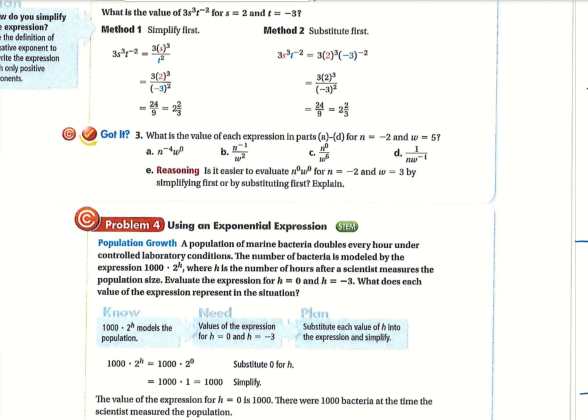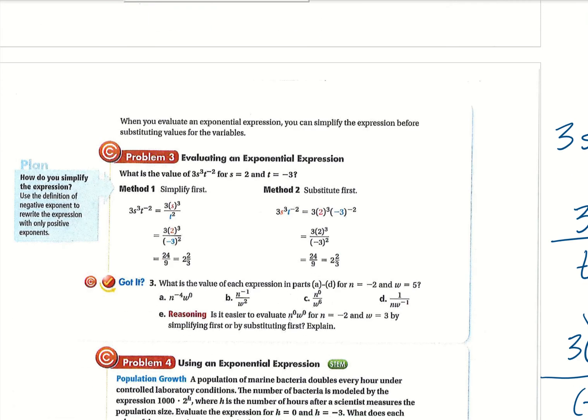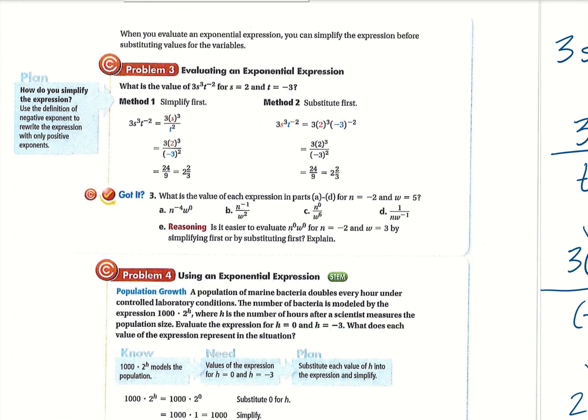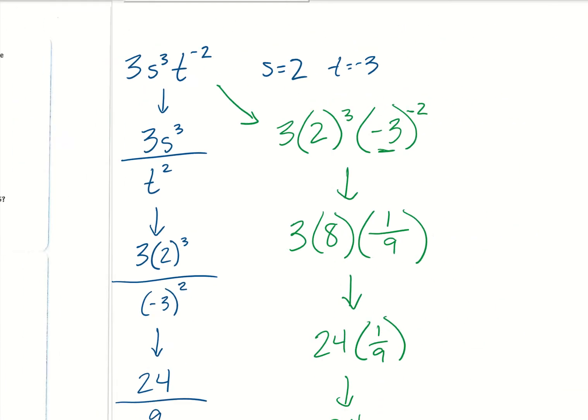Okay, so go ahead on the Got It problems on this page. That's page 420. You're going to go ahead and try out problems A and B and C, actually. Okay, so go ahead and do those. And after you do those, that's going to be it for this video. We're not going to worry about problem 4 right now.